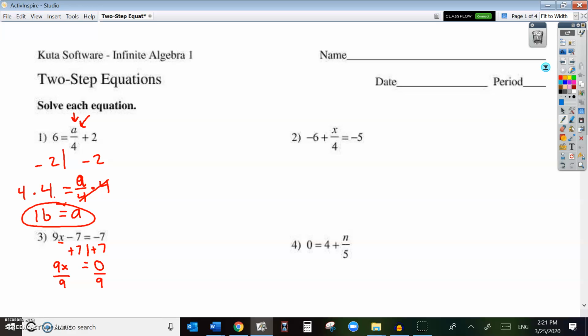Remember that 0 divided by anything equals 0. 9 divided by 0, you can't do that. Can't do division by 0, but you can divide 0 by something. Now check it. Put it in up here. 9 times 0 is 0, so it's minus 7 equals minus 7. It's true, it works.